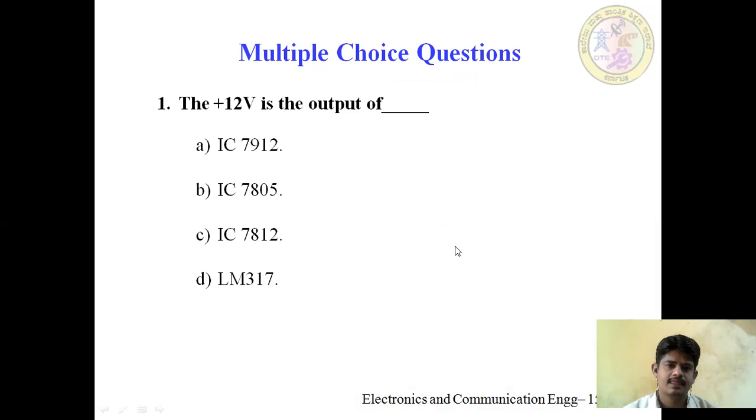Okay. So now we'll see some multiple choice questions. First, I'll read out the question and I'll give you some time. You can answer. If you're not getting the answer, I will explain it. The plus 12 volt is the output of, options are IC7912, IC7805, IC7812, IC LM317. So here it's showing the fixed output voltage. Now, which one is the correct answer?